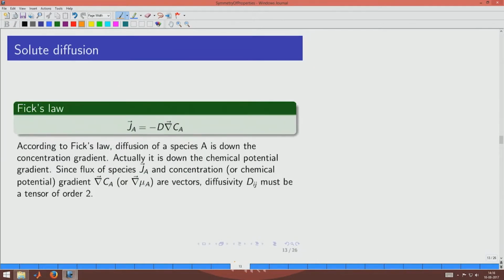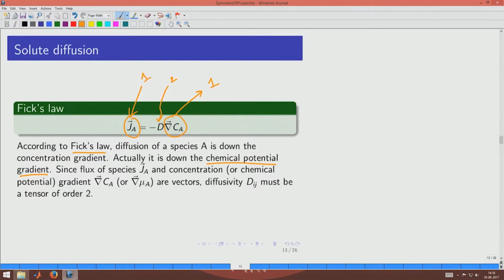Okay. Now, coming to metallurgy, it is very common to us that solute atoms move around from locations of higher concentration to locations of lower concentration. So, there is a fixed law which states that diffusion of species is down the concentration gradient. In reality, as we would notice, it is actually down the chemical potential gradient, and for a moment we pretend that we do not have to go to the general definition and we want to look at only concentration differences, then we can see that the concentration gradient is a vector and the flux of atoms is also a vector. So, therefore, the quantity that connects them both, diffusivity, must be a tensor of order 2.